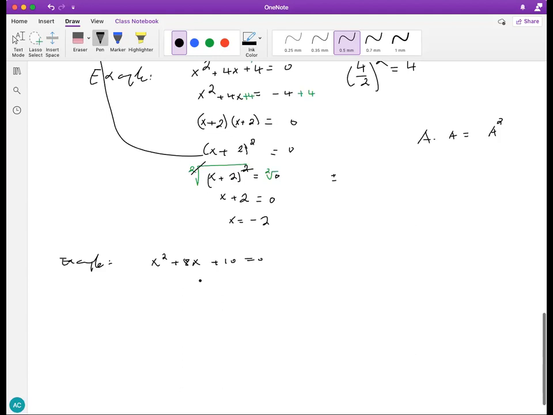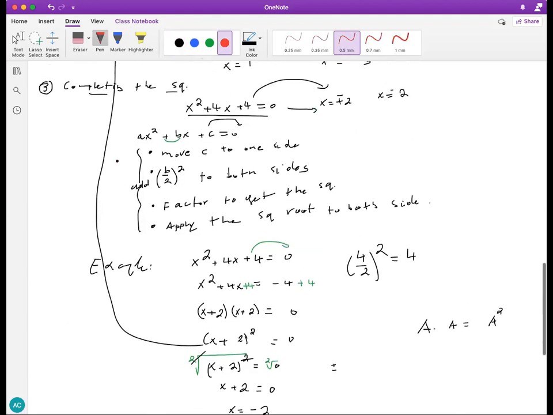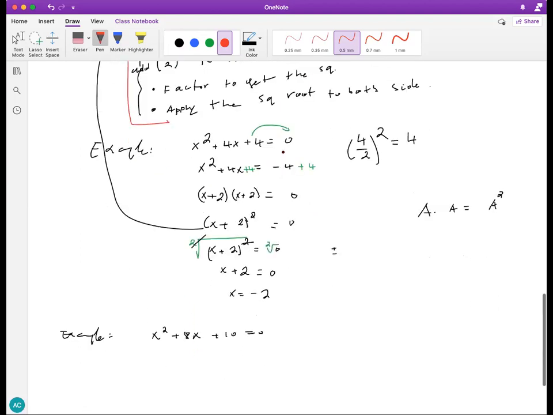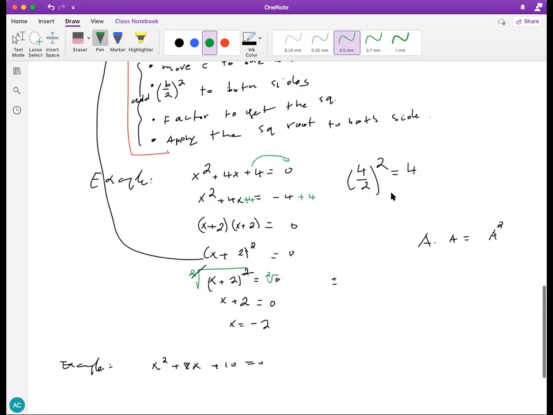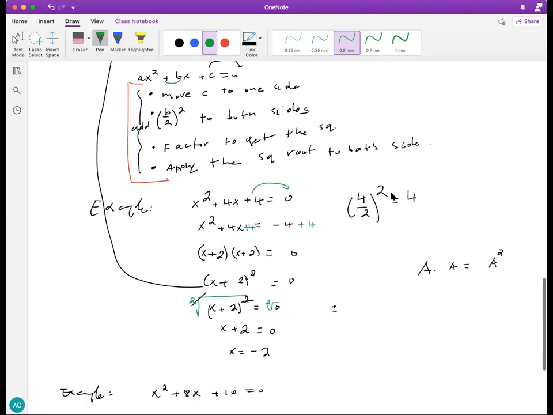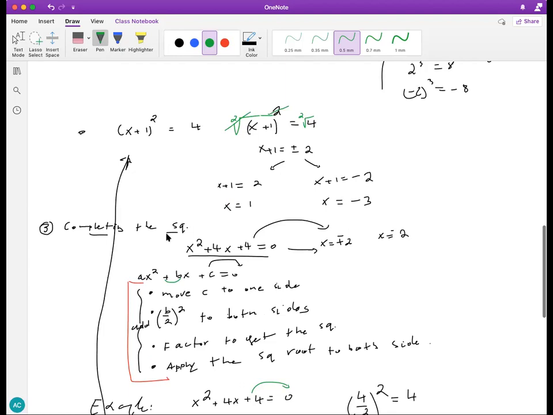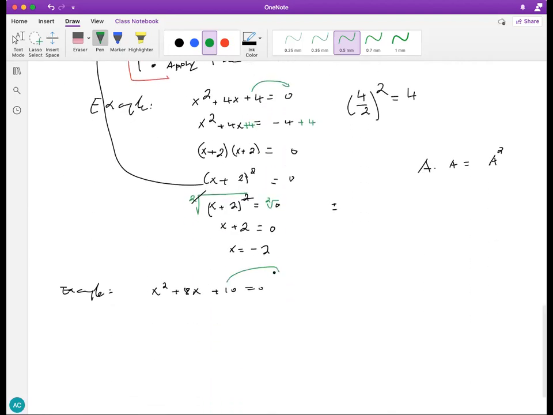What is the first step again? These are your steps of completing the square. So what happens first? In this example, we want to solve by completing the square. Move the constant to one side, so we do the same. We only move the 10, so we subtract 10, leaving 8x.